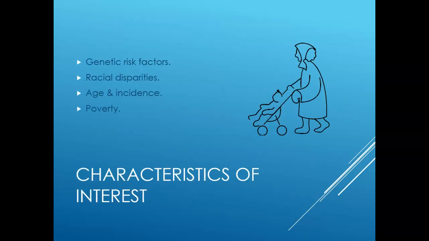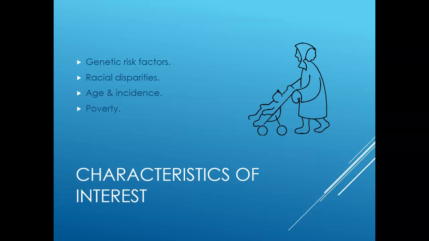So what are the characteristics of interest? There is a genetic risk factor. Those who have family members with asthma, you seem to see it run in families. Children with asthma are more likely to have a parent, especially a mother, with asthma. Adult women are more likely to suffer from asthma than adult men. And there is an RSV connection, which is kind of interesting.